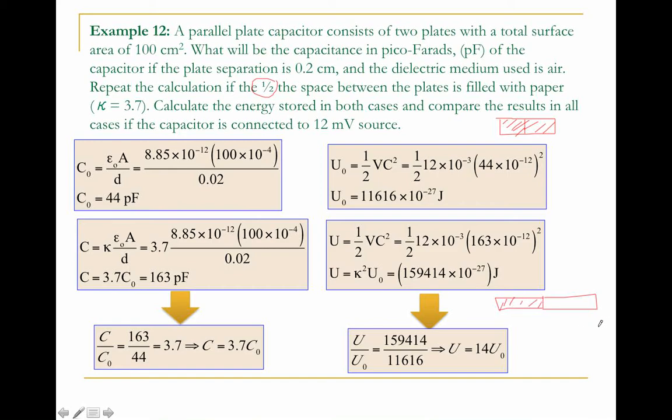So this will look like something like this: two capacitors connected in parallel. One of them has a dielectric. So they're connected in parallel, so C equivalent will be equal to C1 plus C2, and the area will be a half, so I have to calculate the C for each one of them with half the area, and in here I have to multiply by kappa, the dielectric constant.